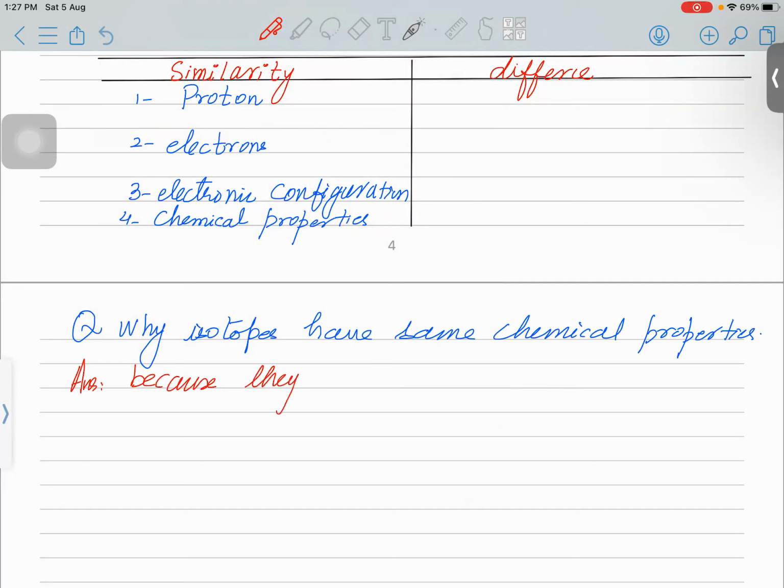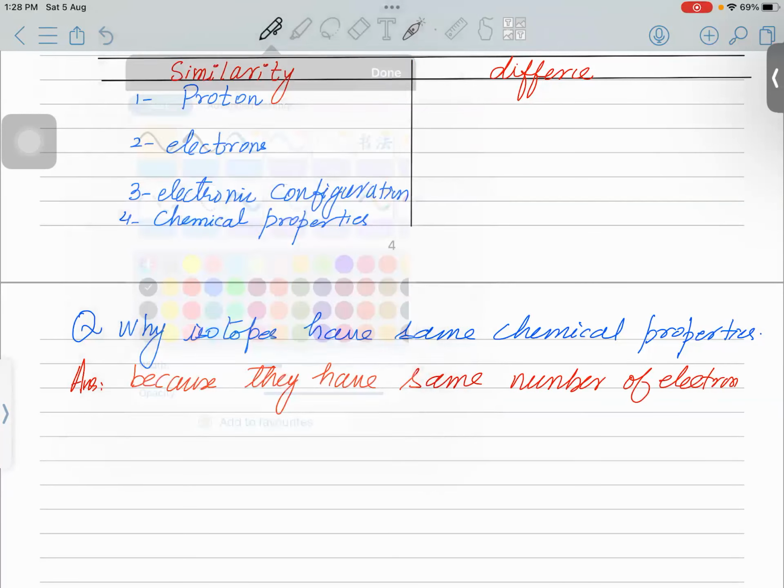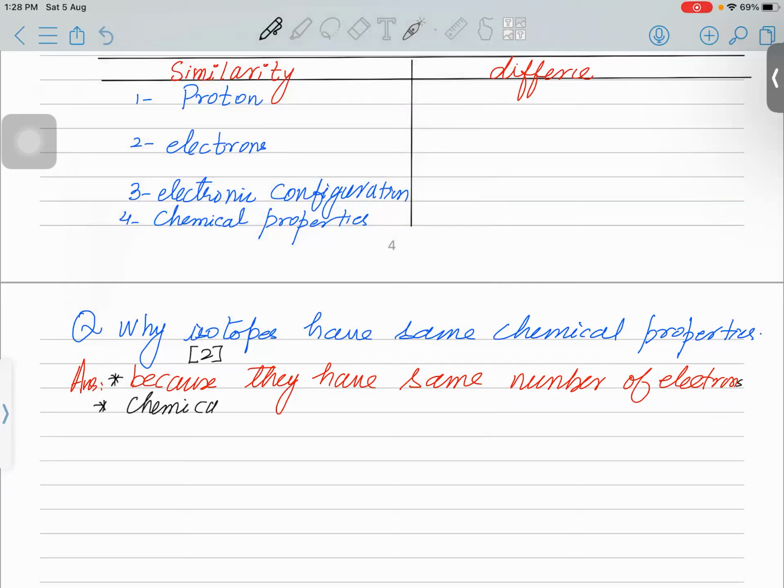Because they have the same number of electrons. This is for 2 marks, right? Because they have same number of electrons. This is for 1 mark, and for the 2nd mark, chemical property depends on number of electrons.